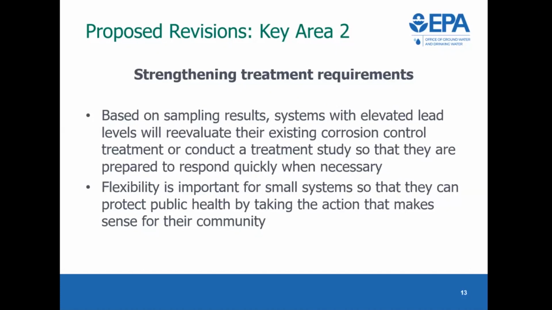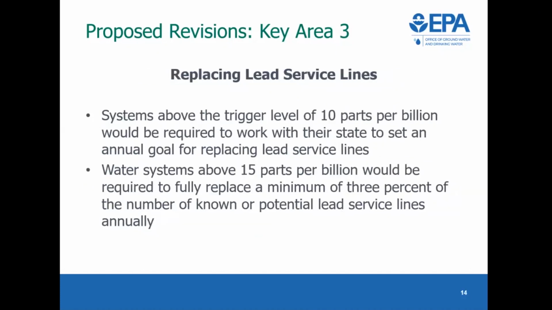In the area of replacing lead service lines, systems that exceed the trigger level of 10 parts per billion would be required to work with their state and set an annual goal for replacing lead service lines. If the system then exceeds the action level of 15 parts per billion, they would be required to fully replace a minimum of 3% of the number of known and potential lead service lines in their system annually. Both this goal-based program that's tied to the trigger level and the mandatory program that's tied to the action level would continue as long as the system exceeds those thresholds.